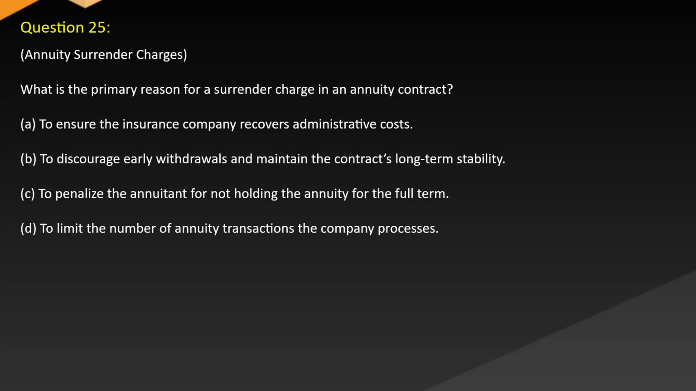Question 25. Annuity surrender charges. What is the primary reason for a surrender charge in an annuity contract? A. To ensure the insurance company recovers administrative costs. B. To discourage early withdrawals and maintain the contract's long-term stability. C. To penalize the annuitant for not holding the annuity for the full term. D. To limit the number of annuity transactions the company processes.